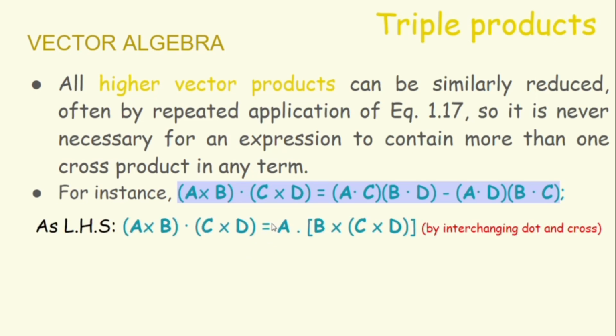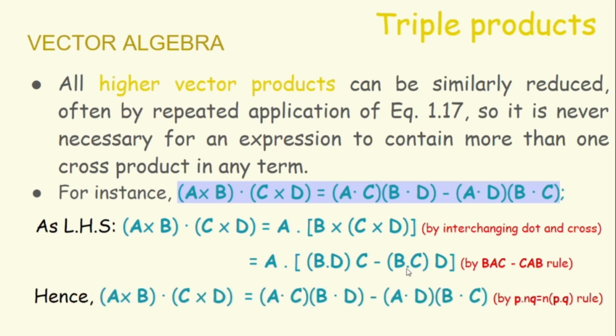So taking the left hand side, we will interchange the cross into dot and dot into cross, and this will remain the same. In the next step, this A will remain the same, but we will apply the BAC minus CAB rule here, and this will become B dot D C minus B dot C D. Now as you know, the answer of a dot product is always a scalar, so we will consider this a scalar quantity, and this also a scalar quantity.